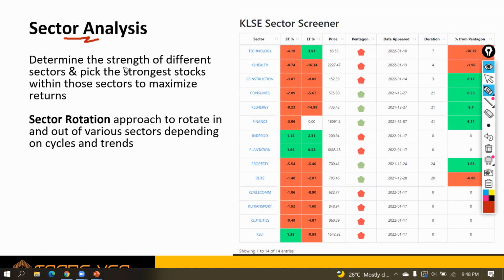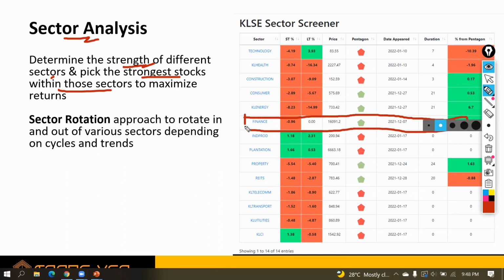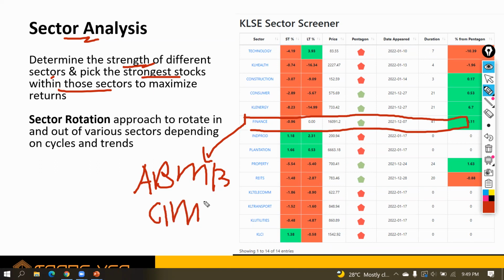So this sector analysis is to determine the strength of the different sectors, and then we want to pick the strongest stocks within these sectors. As I said previously, I don't really focus on lots of stocks in one sector. For example, previously in finance, I looked into ABNB and CIMB. I pick based on setups. I kind of like their setups. I think both of them come with NS in the background, so I picked them up.